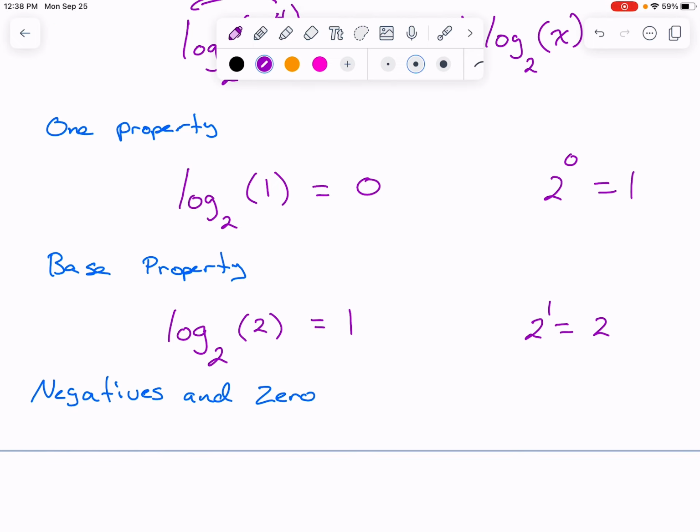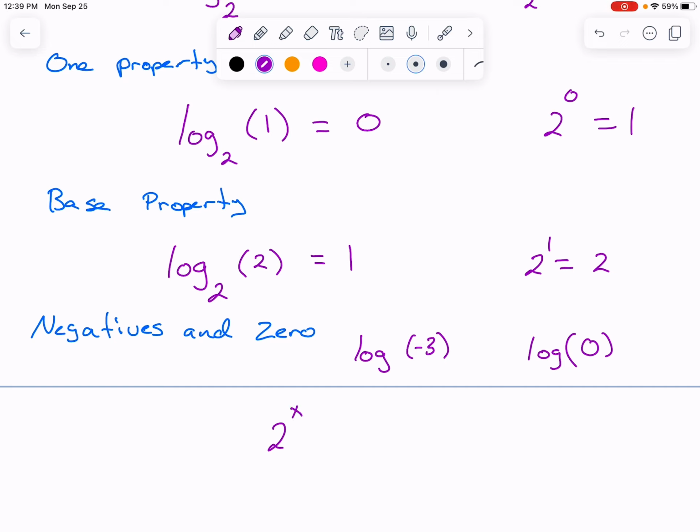Negatives and zeros. You never put negatives or 0 in a log. If you try this on your calculator, log of negative anything or log of 0, your calculator will give you an error message. The reason for that is because no matter what number you put in an exponent, it will never equal 0 or it will never equal a negative. 2 to any power, I can pick any number I want for x, it will never equal a negative, or 0. So we never put negatives or 0 into a logarithm.